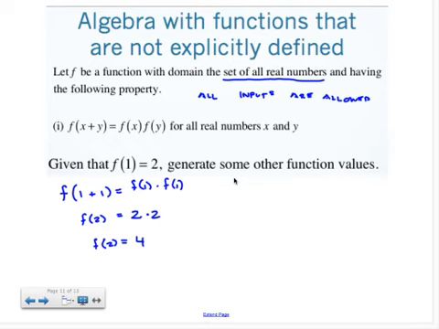Let's do another number here. Now that we know f of 1 and f of 2, let's do f of 1 plus 2, also known as f of 3. By the rule, this would be f of 1 times f of 2. So f of 3 would be equal to 2 times 4, or 8.